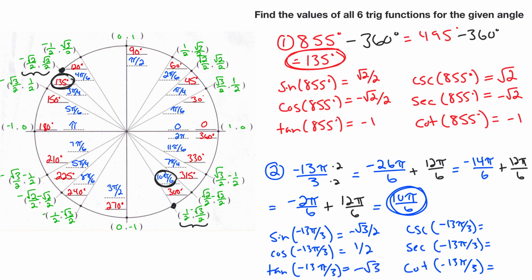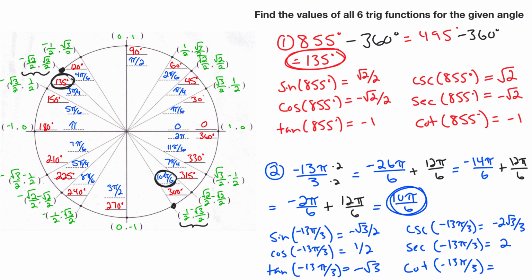Cosecant is going to be the reciprocal of the sine value. The sine value is negative root 3 over 2, so cosecant is going to be negative 2 over root 3. Multiply top and bottom by root 3, and you will get negative 2 root 3 over 3 as the simplified version of that answer. Secant is going to be the reciprocal of cosine. Cosine's answer is 1/2. The reciprocal of that is just 2 over 1, which is 2.